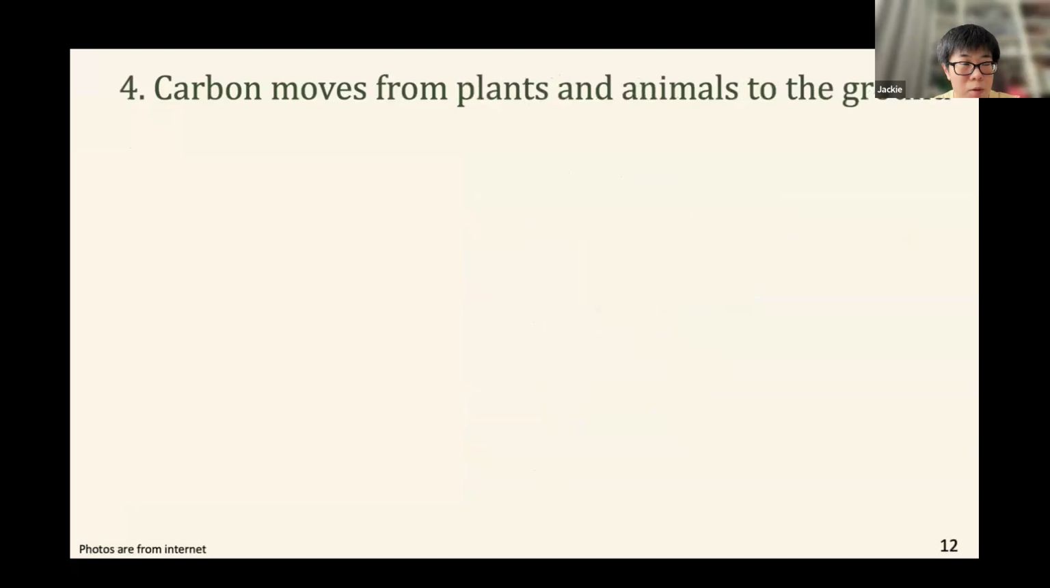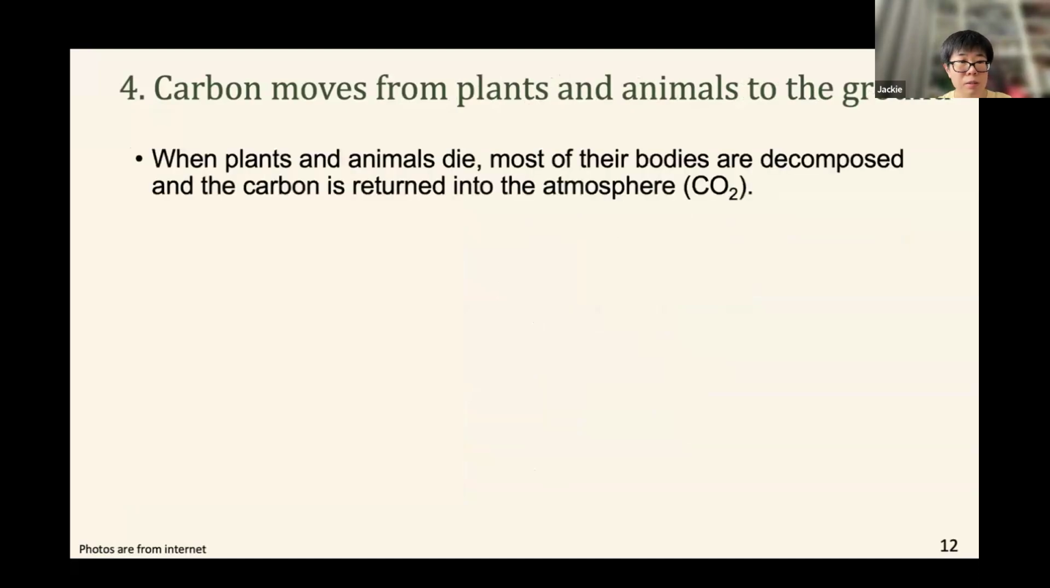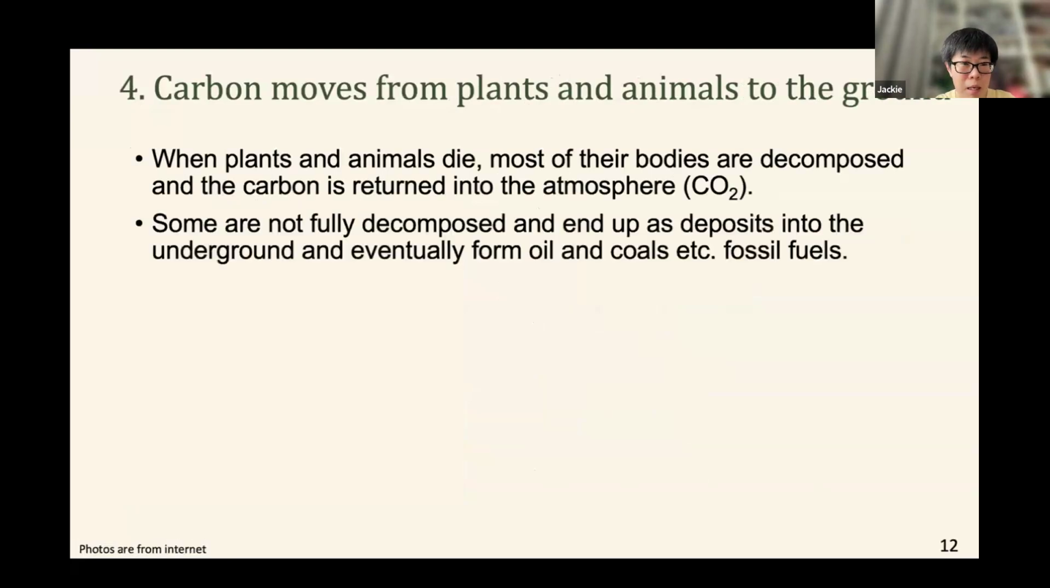All right, so then we keep going to the fourth carbon cycling pathway, which is about carbon moving from plants and also animals to the ground. When plants and animals die, most of their bodies are decomposed, right? And this amount of carbon will return into the atmosphere in the form of CO2. Also, because only part of the bodies of plants and animals will be decomposed, some of them are not fully decomposed and will end up as a deposit in the underground, and will eventually form oil and coal, etc., the fossil fuels, right?